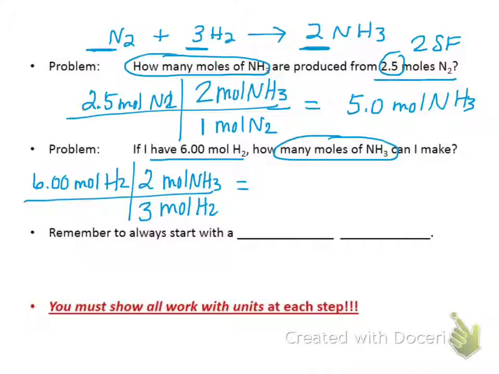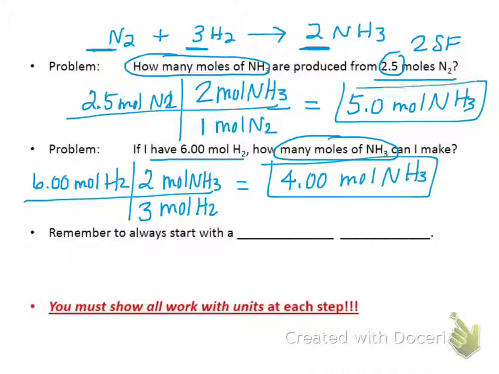Okay? And then whenever I do that math, I multiply the top, divide by the bottom, and I should get 4.00 moles of NH3. And I've boxed my answer. I forgot to box the other one. Okay. Again, this has 3 significant figures right here because of the decimal, so we need our answer in 3 significant figures. And remember, I can't tell you how important it is, always start with a balanced equation.